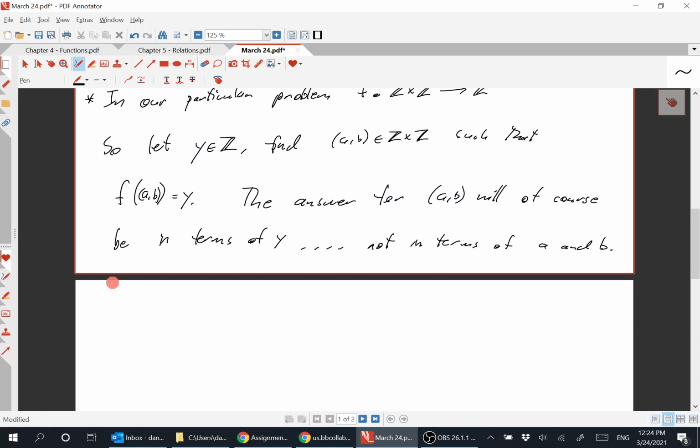Like, for example, let's take a function f from the reals to the interval from 0 to plus infinity, defined by f of x equal to e to the x. Okay, show it's surjective.